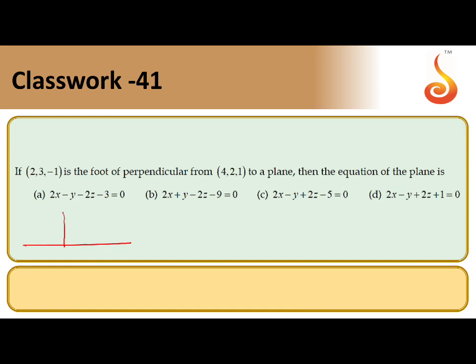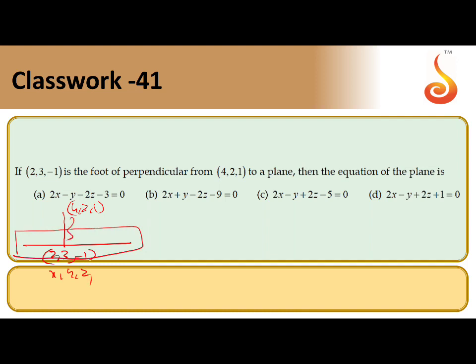They are given the foot of the perpendicular, from the point (4, 2, 1). The foot of the perpendicular is (2, 3, -1). So a point on the plane is given. We want the plane equation, not the line equation. x1, y1, z1. So we want to find the plane equation.